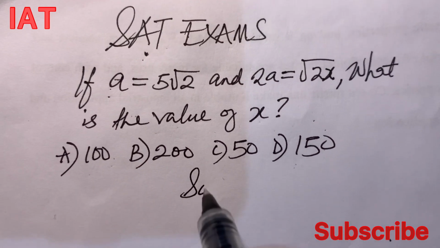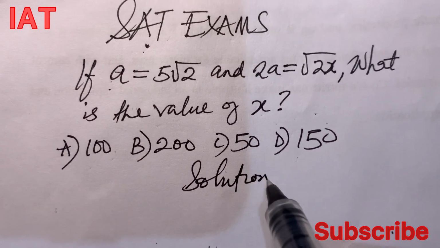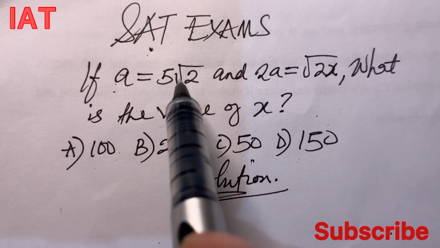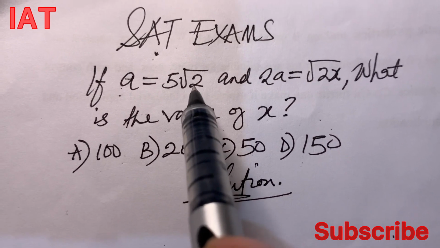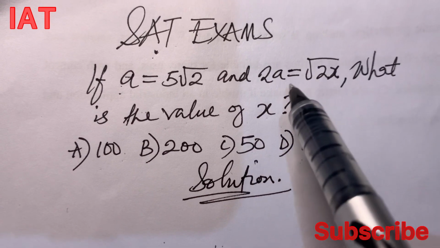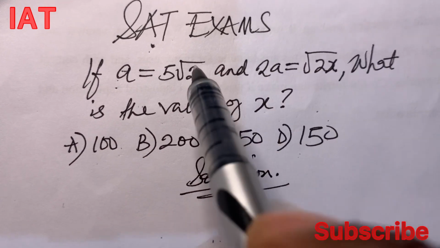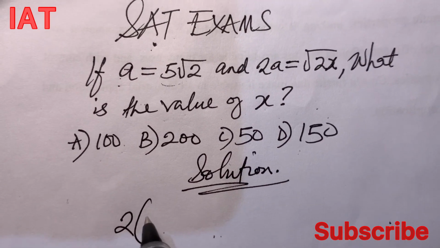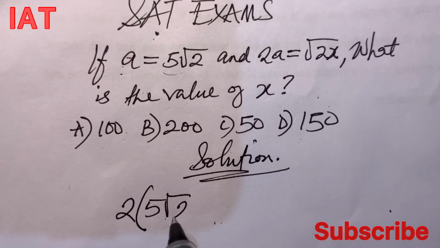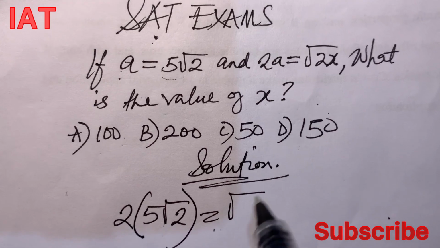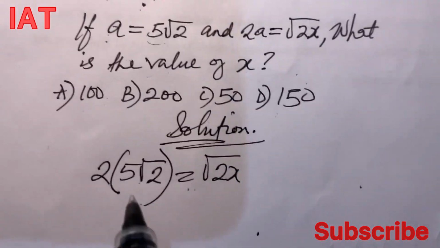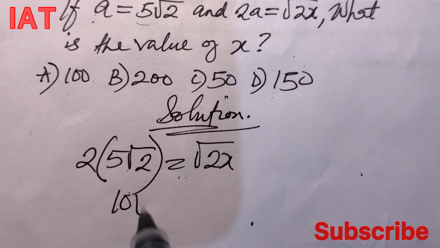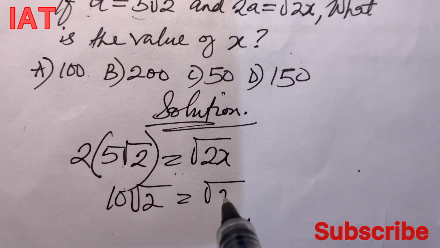So the best way we want to approach this problem is to say that because we have a equal to 5 square root of 2, and then we have a also here, that's to say we have to plug in this for a. So that means we have 2 times 5 square root of 2 equal to the square root of 2x. So 2 times 5 gives us 10 square root of 2 equal to the square root of 2x.